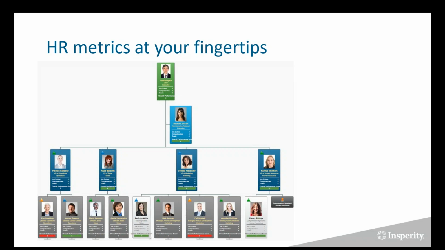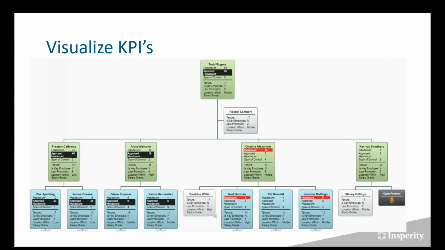So what you're seeing on the screen here is your basic organizational chart. This is just imported, and this is one of the favorite views that people use. There's a lot of other views that you can utilize in the system, and I'll show you a couple others here. So you have the ability to visualize some KPIs. So you can see tenure, whether they're a key employee, their last promotion, their salary grade. So a lot of different information that you can display. So you can set up these views that are important to your company for measuring these key performance indicators. The data is going to be available at a glance so you can make better decisions.